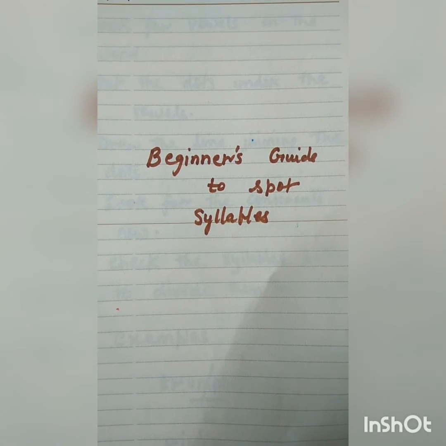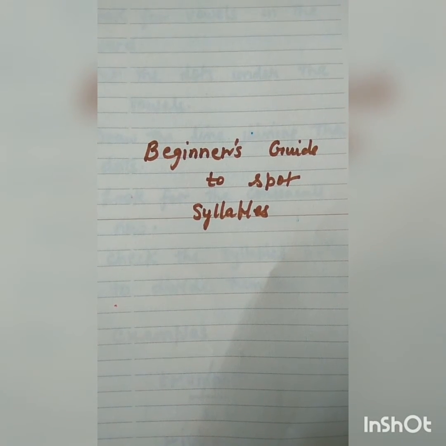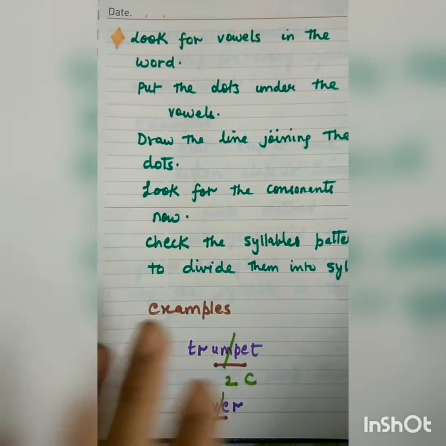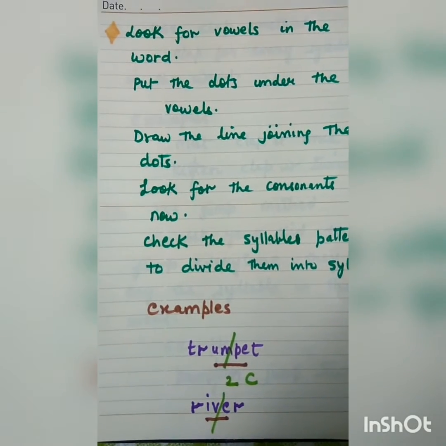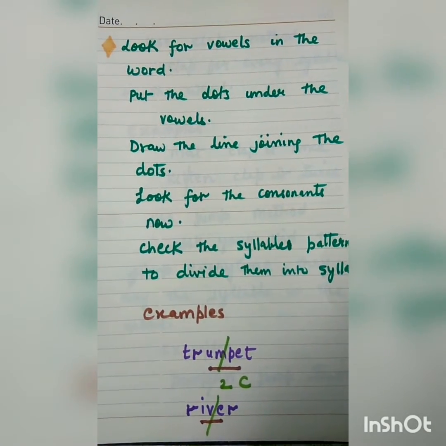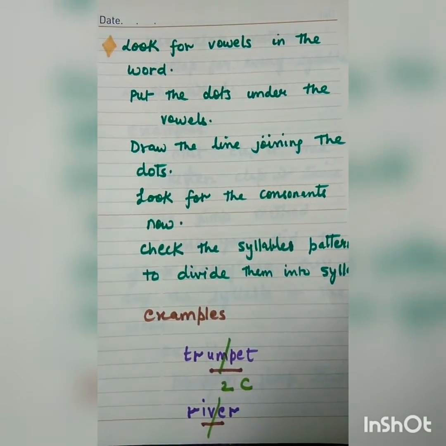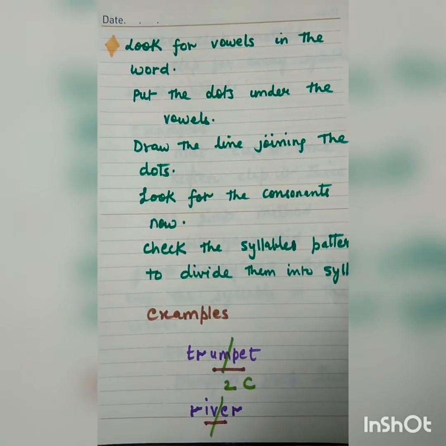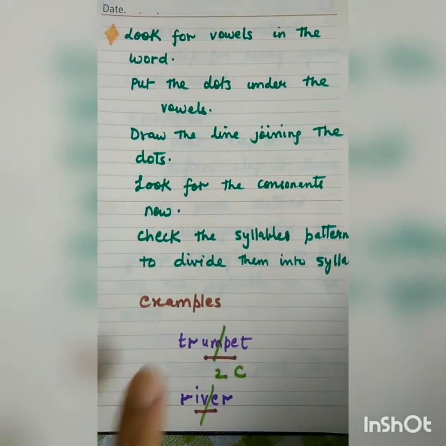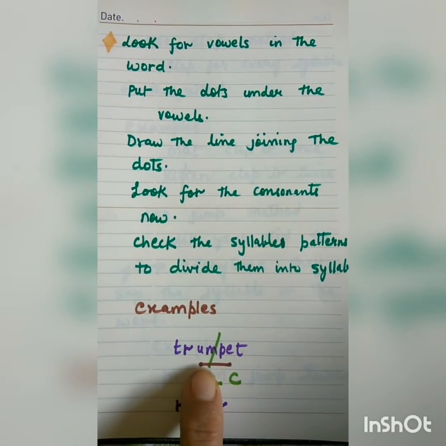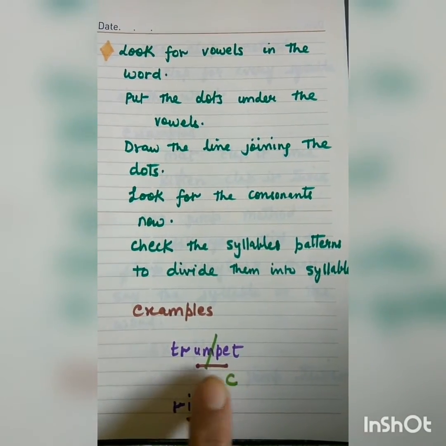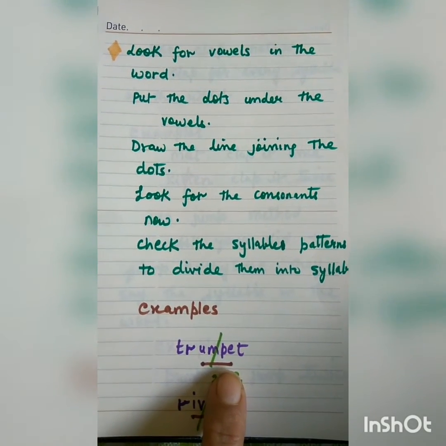And here we come to our last topic, and that is a beginner's guide to spot syllables. Very simple ways to teach kids the concept of syllables in words. Let's go through the first one. Look for vowels in the word. Put dots under the vowels. Like we have the example of trumpet here. There are two vowels. We are putting the dots and then drawing a line joining these dots.